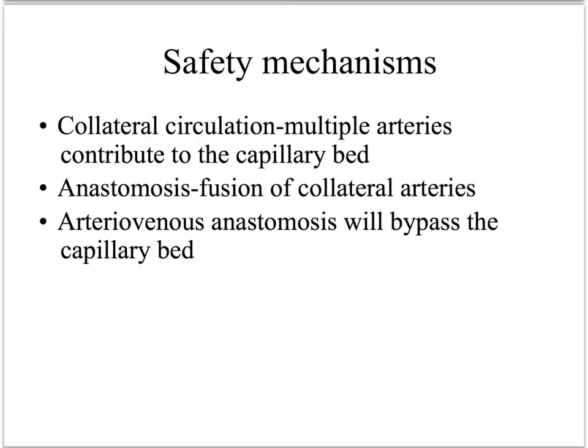Just wanted to take a moment and talk about some safety mechanisms that your body has built into these vessel systems. Something called the collateral circulation. This is when you have multiple arteries going to the same area, in this case a capillary bed. I always picture this: let's say you're going to Manassas from here. You could take 29, but if there's a wreck on 29, you could take 28, or you could go from Warrenton to 17, then 15 to 66. So you have multiple ways you could get there in case one way was occluded. And that's what your body is doing.